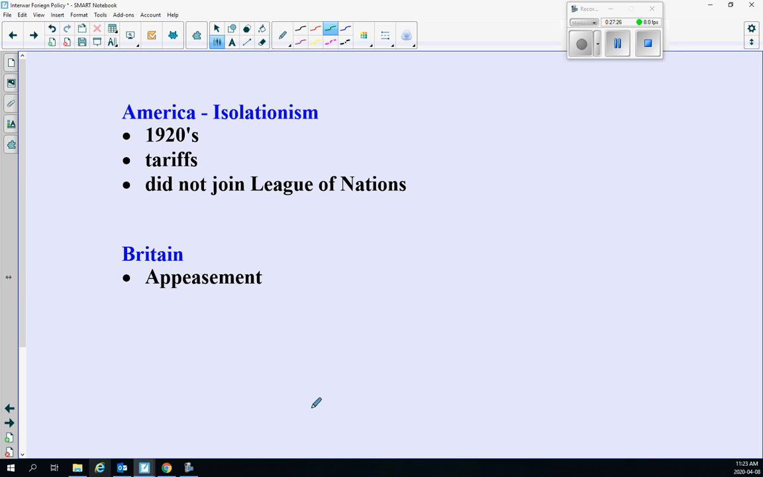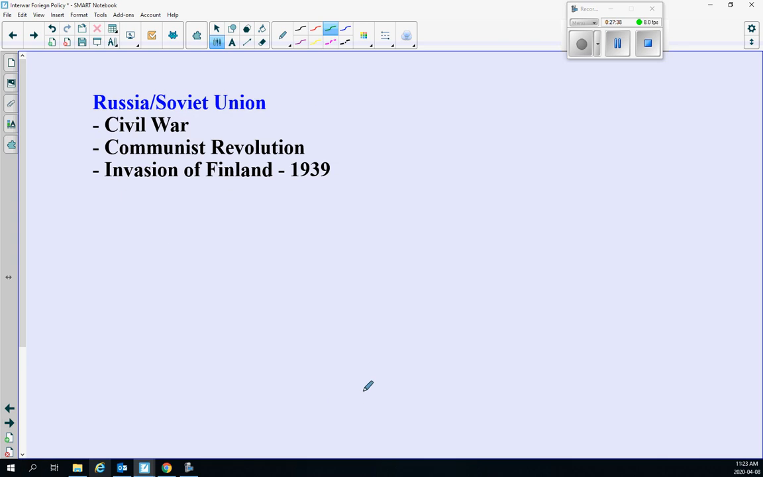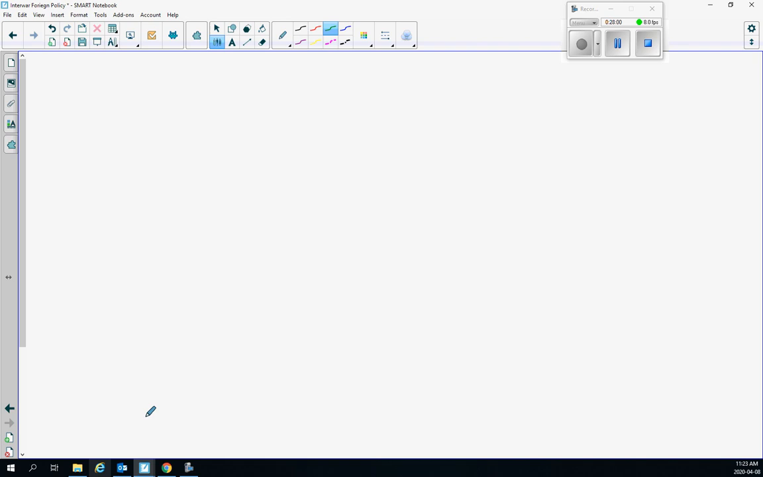Britain embraced the policy of appeasement until they recognize that they do have to fight and defend themselves, and that's why they declare war when Germany invades Poland in 1939. Russia, which becomes the Soviet Union in 1923, had just come out of a civil war. This was, of course, a communist revolution, so Russia takes some time to expand, but eventually they do, and they themselves invade Finland in 1939. Again, a violation of the League of Nations.